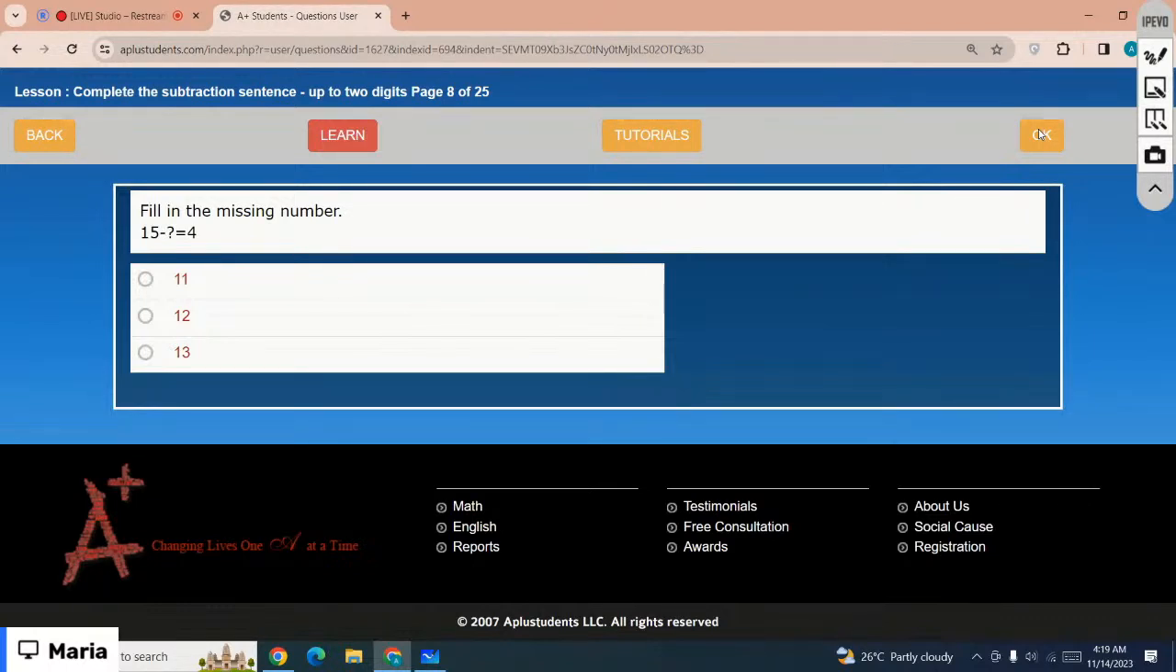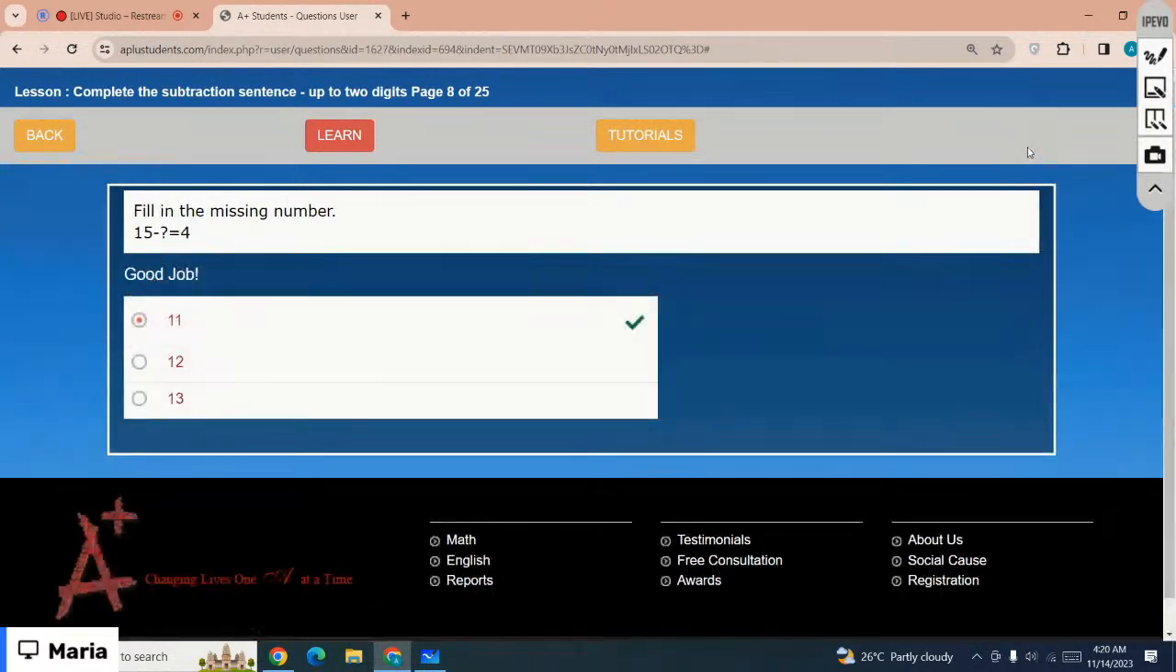Fill in the missing number. 15 minus the missing number equals 4. So which number is missing? The correct option is 15 minus 11 equals 4. So option number 1 is the correct option, right?